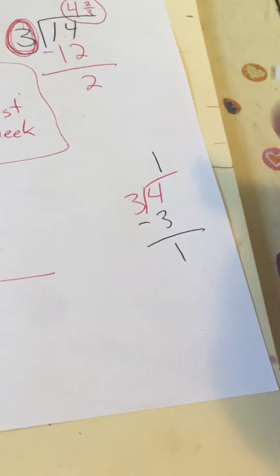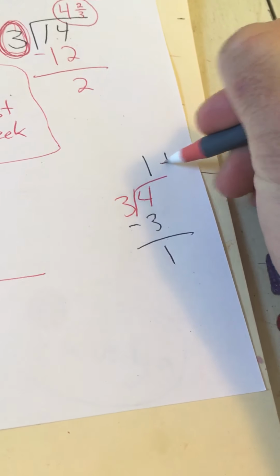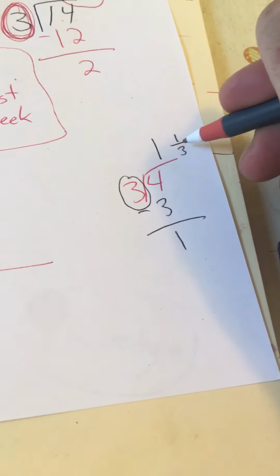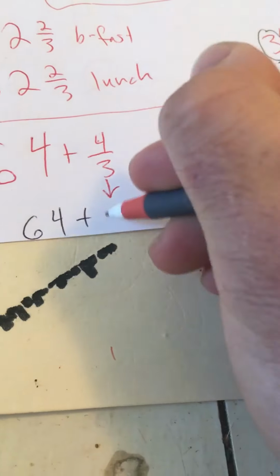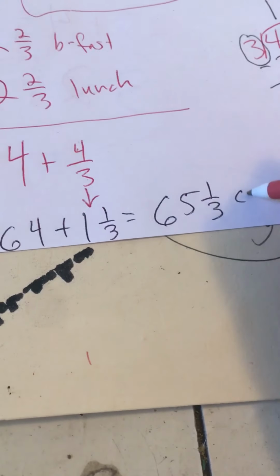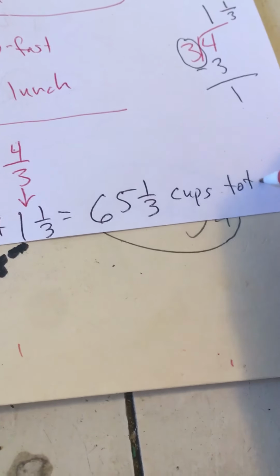3 goes into 4 one time without going over. 1 times 3 is 3. We subtract and have a remainder of 1, which becomes our numerator, and our divisor of 3 becomes our denominator. So this is equal to 1 1/3. So we have 64 plus 1 1/3 is 65 1/3 cups total.